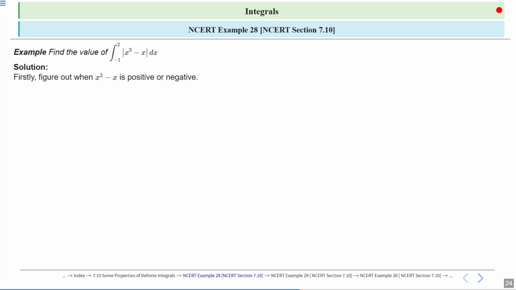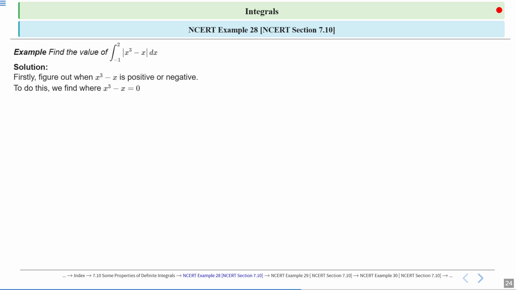Firstly, we have to figure out in which interval x cube minus x is positive or negative. We cannot directly integrate the absolute sign. We have to remove the absolute sign, and when we remove it, the expression is either positive or negative. So we have to figure out in which interval x cube minus x is positive or negative, and the whole interval is that we have to integrate from minus 1 to 2.